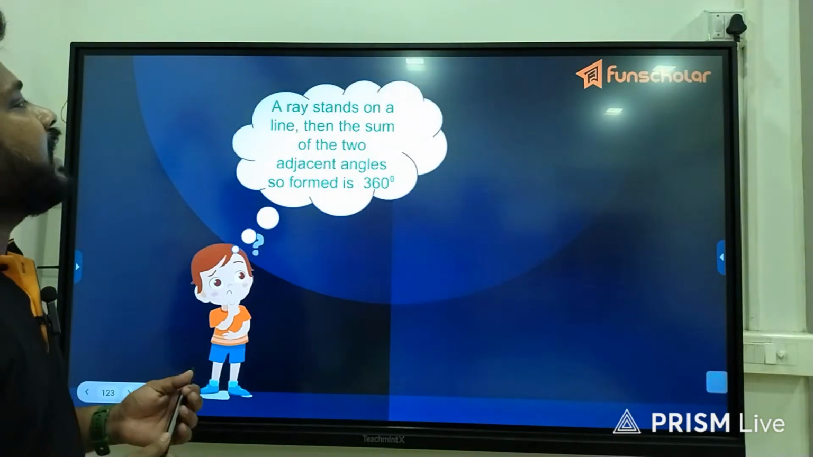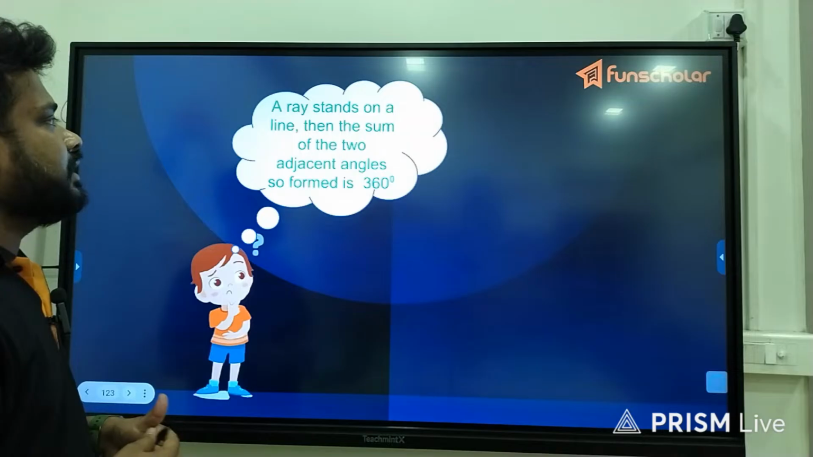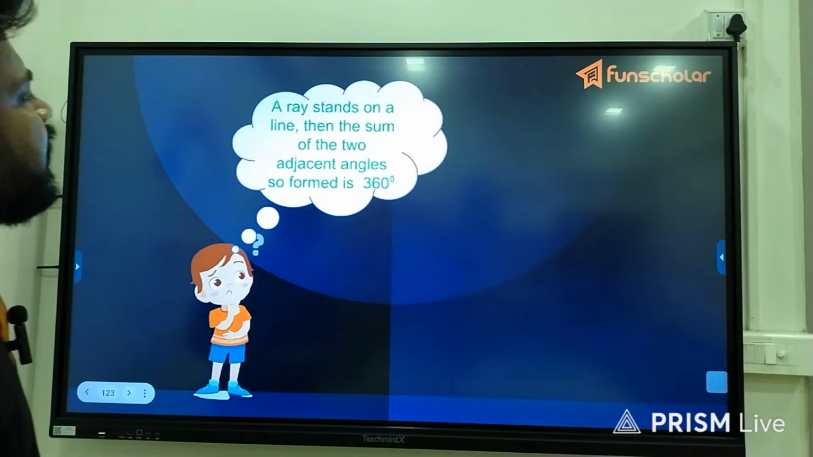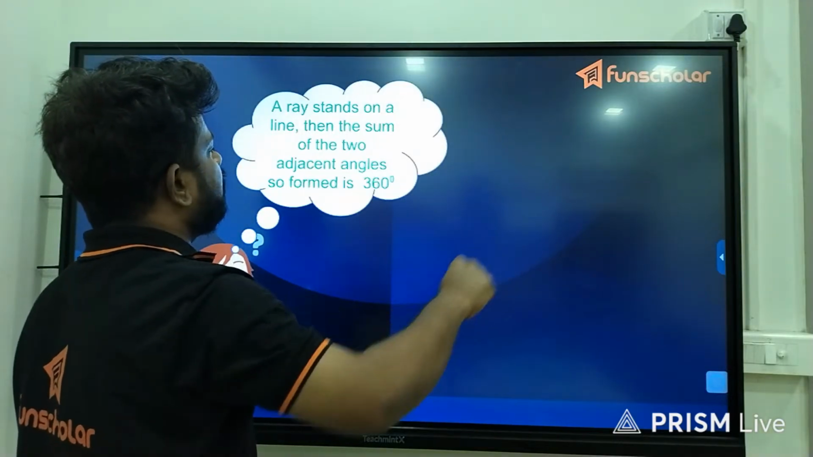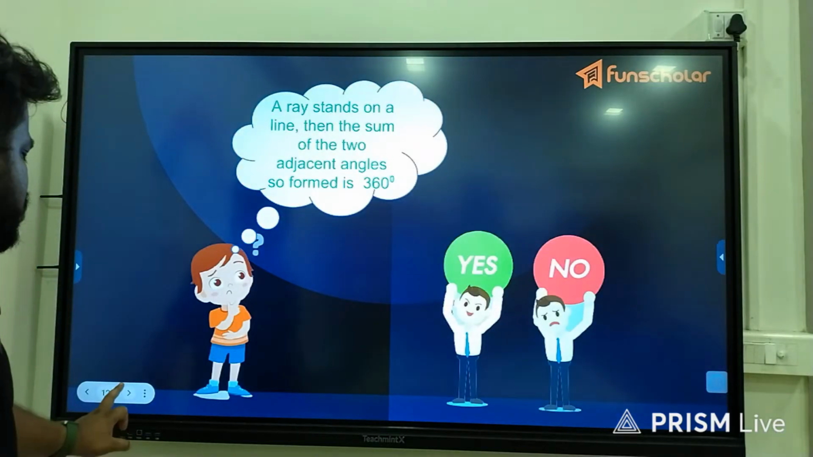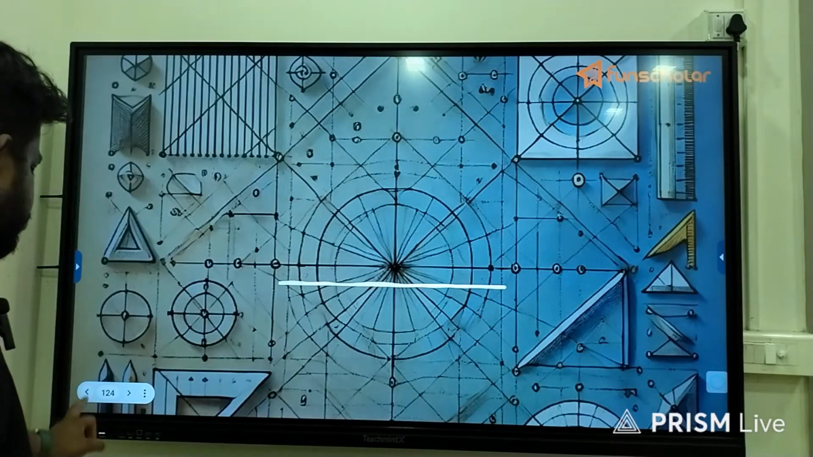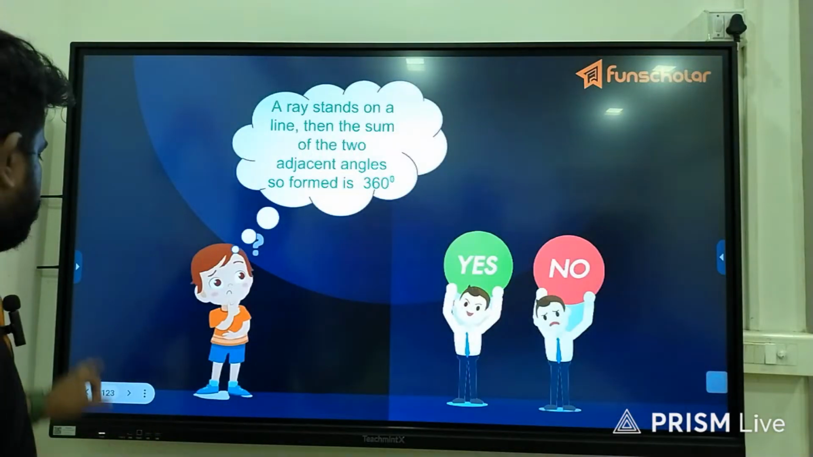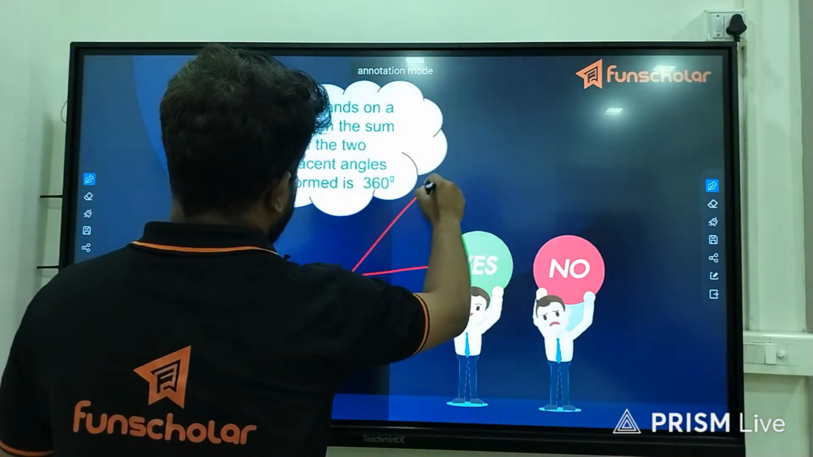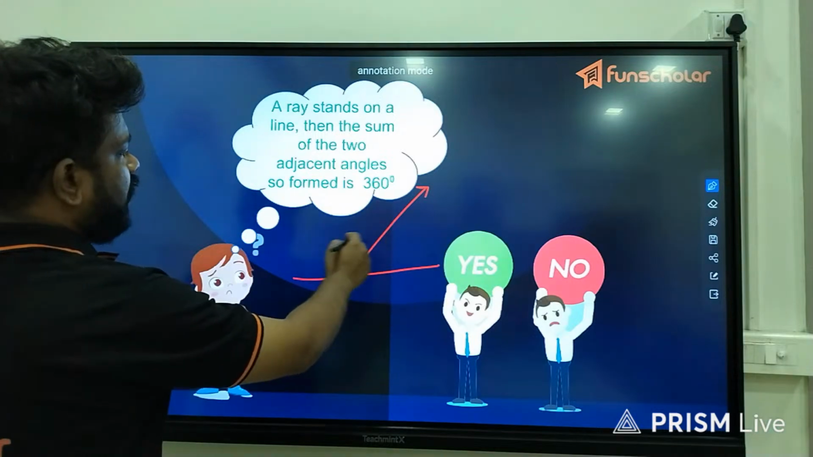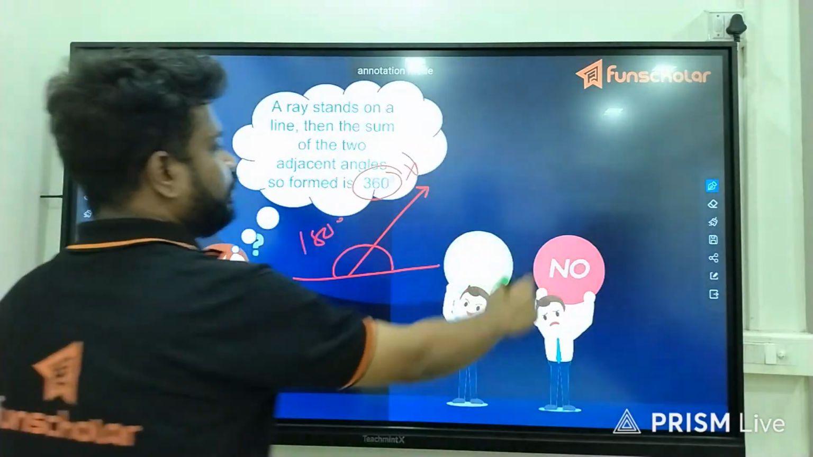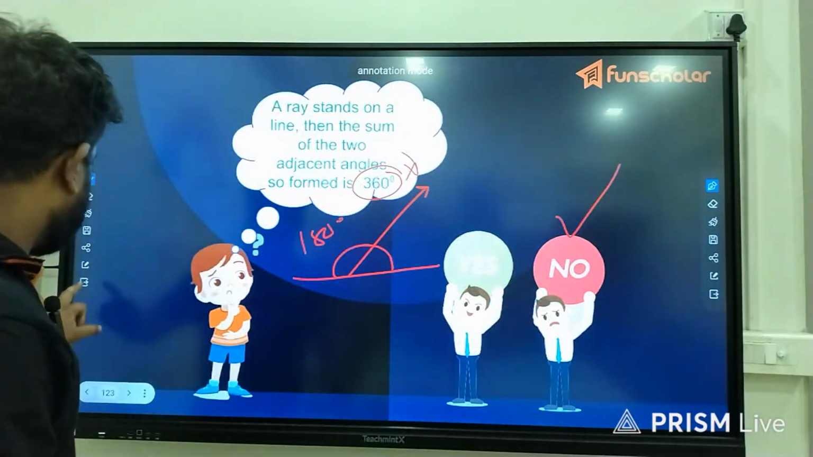Next, if a ray stands on a line, then the sum of the other two adjacent angles so formed is 360 degree. It will be no. To prove this, if a ray stands on a line, then the sum of the other two adjacent angles will be 180 degree, not 360 degree. Okay, so it will be a no. Okay, so done.